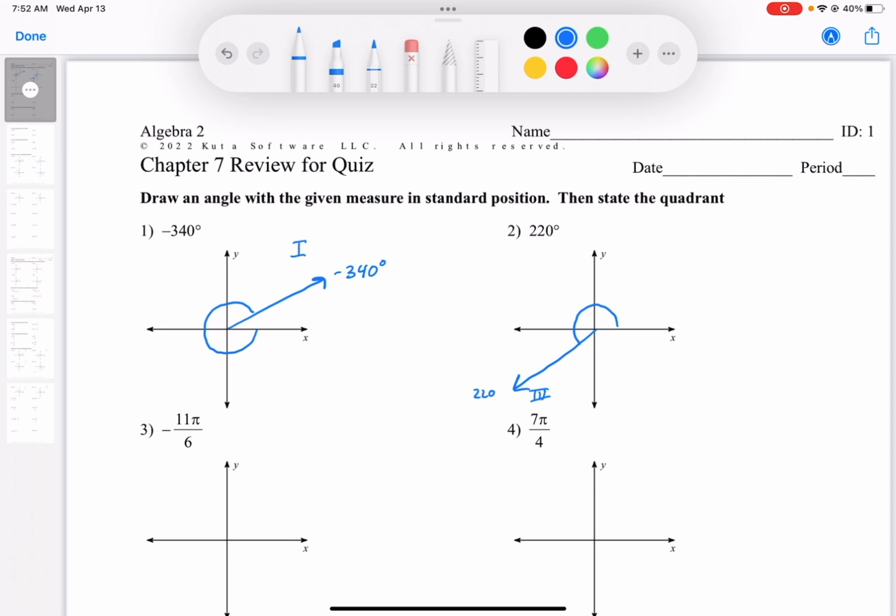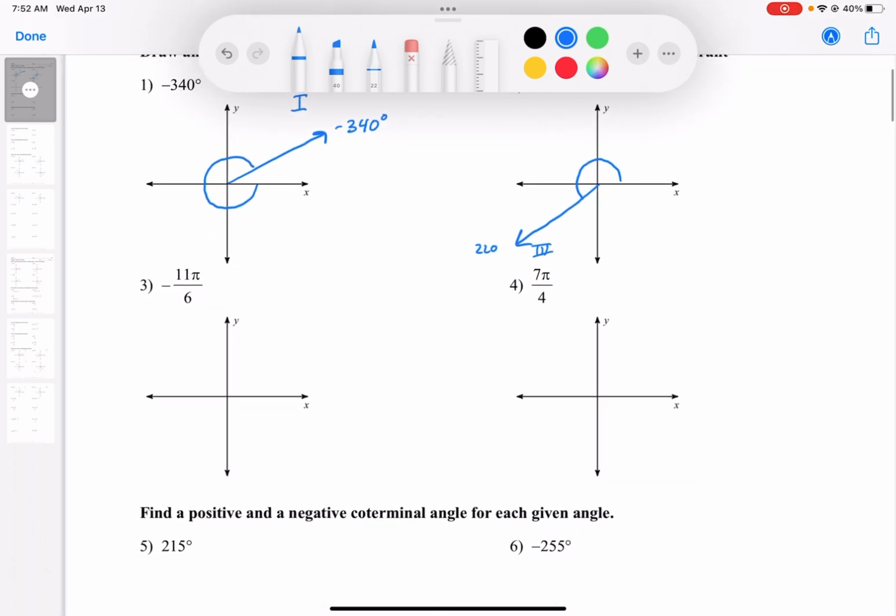Negative 11 pi over 6. It's pretty close to negative 2 pi, so we'll go around here somewhere down in this area. If we want to check it, we can change it to degrees by multiplying by 180 over pi. The pi's cancel each other out. That's 30, so it's equal to negative 330 degrees. That's about where we were.